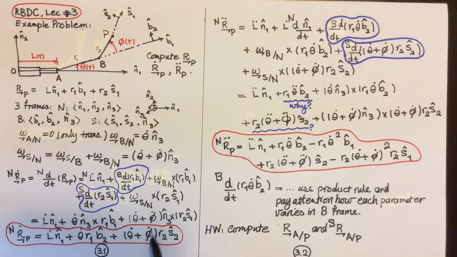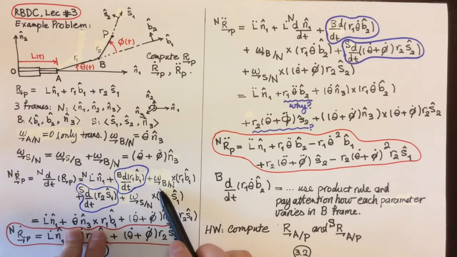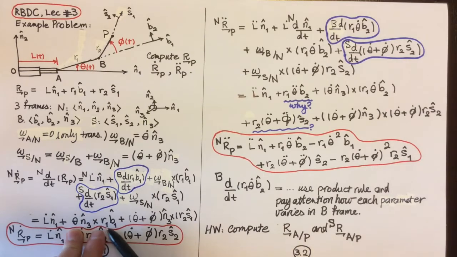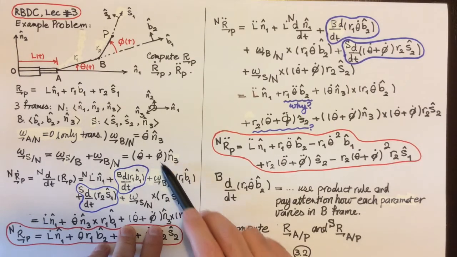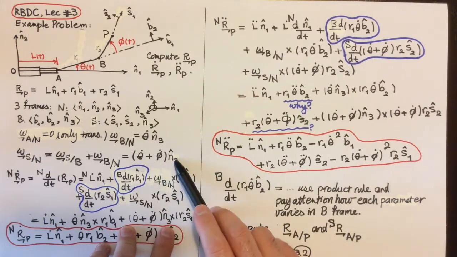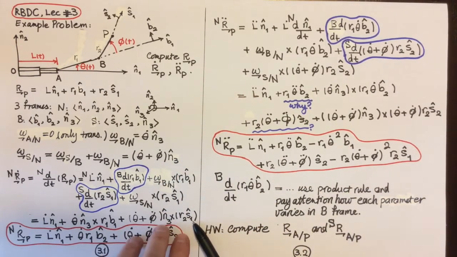So I've just replaced this omega with theta dot N3 hat cross R1 B1 hat plus theta dot plus phi dot N3 hat again cross R2 S1 hat. To calculate these cross products, you're going to simply use your right hand rule.